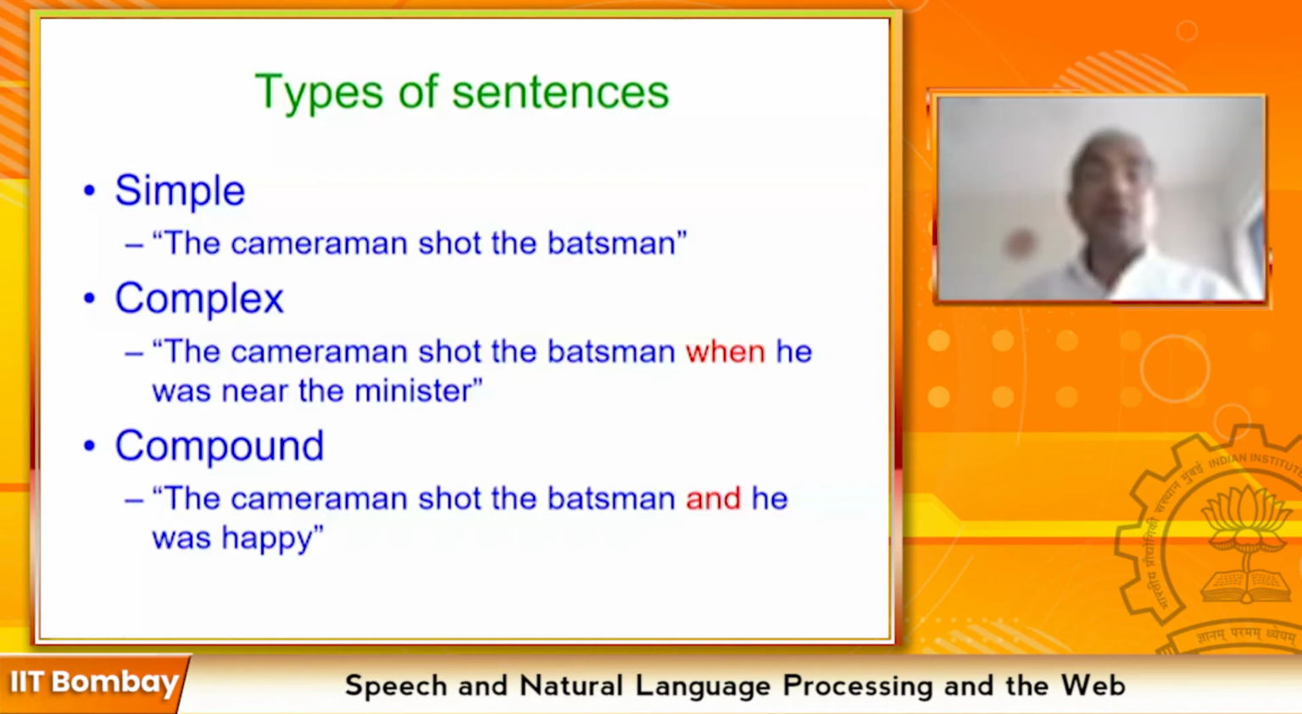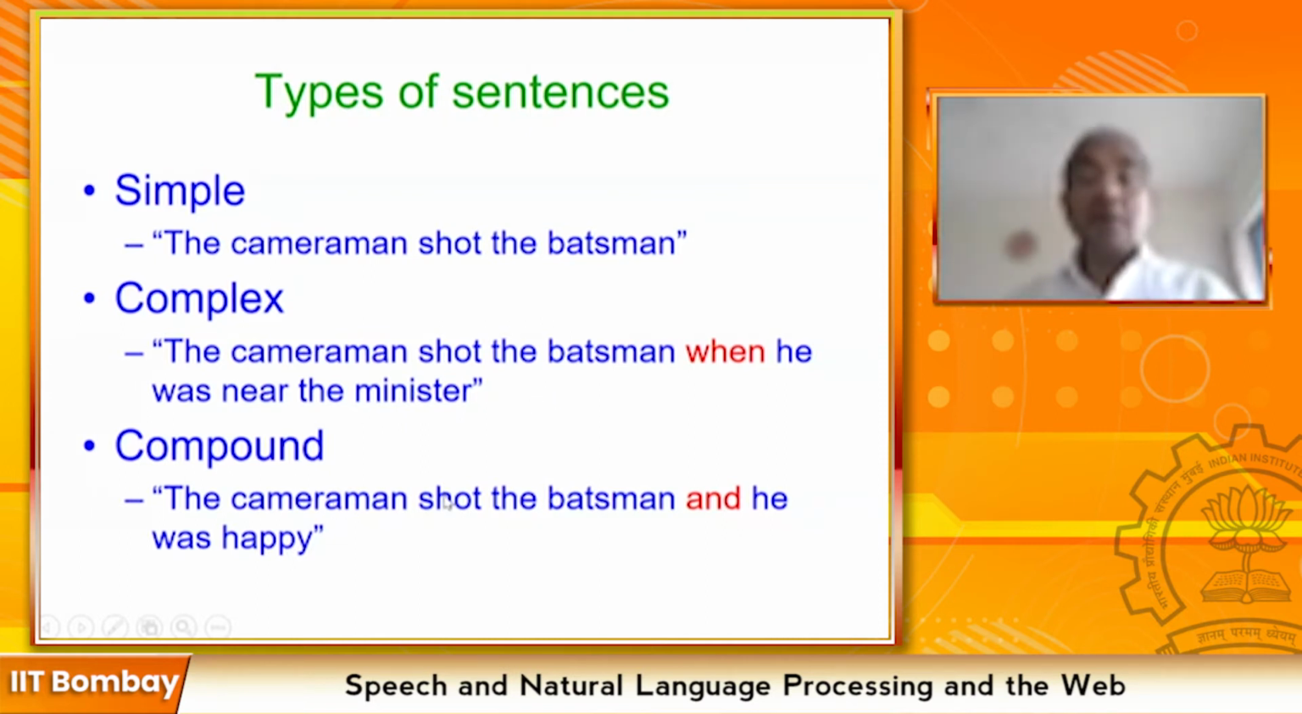Now look at all the decisions that we took. When he was near the minister, we needed to decide whether it should be attached to batsman or shot, depending on the meaning, whether the cameraman is near the minister or the batsman is near the minister.